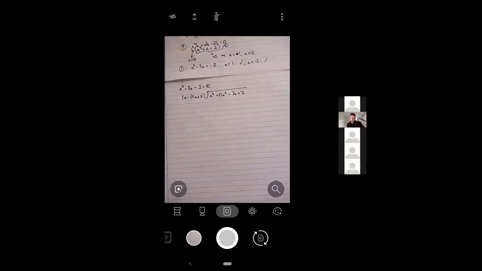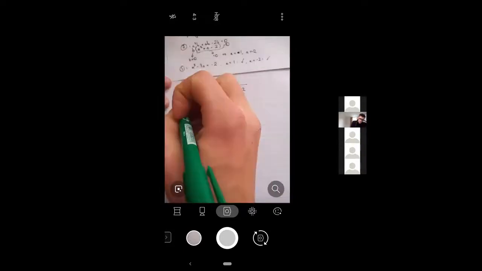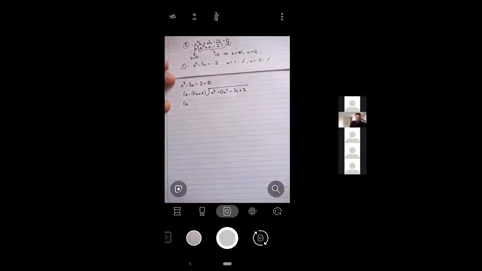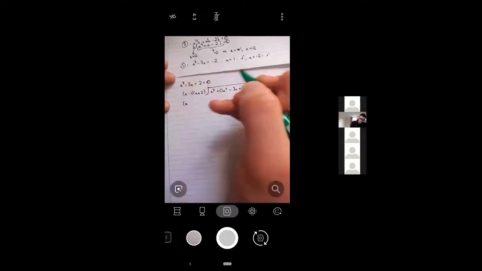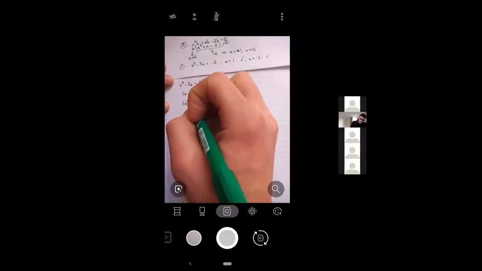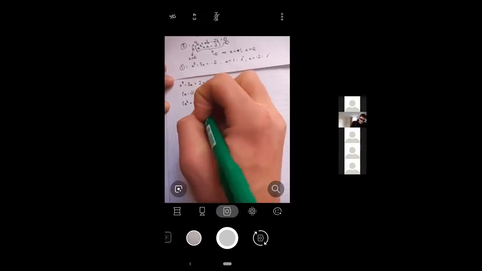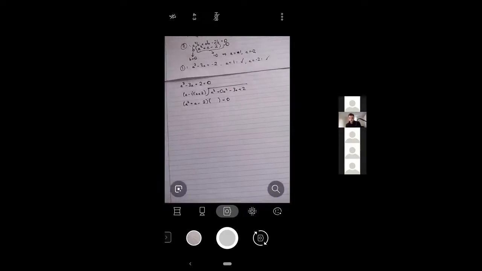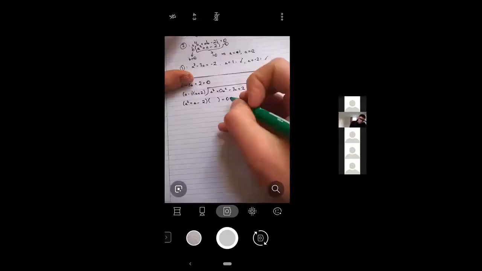I'm actually not going to do that, because I think it'll be a little bit quicker if I try and figure out what the factor is going to be just by looking at it. Okay, I'm going to talk you through that. It's just a handy skill to have if you have it. Okay, so we have some factor here.